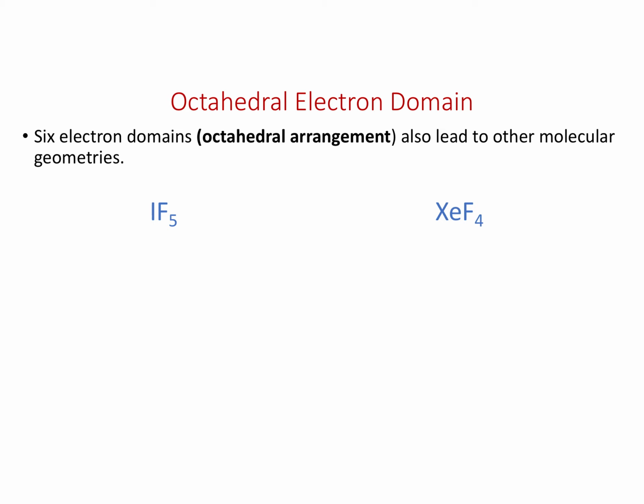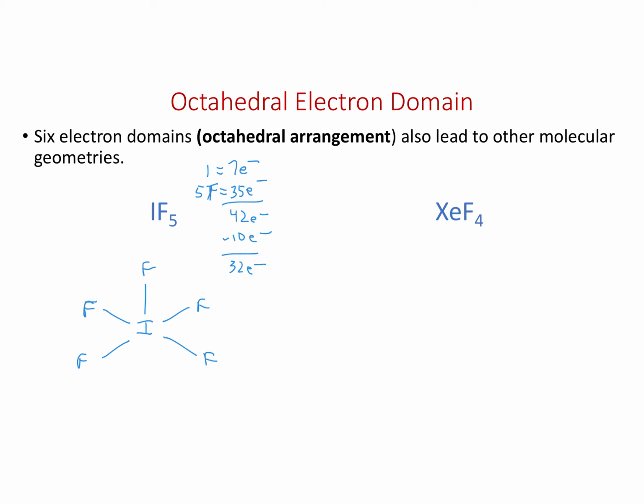2 more molecular geometries in this group: iodine pentafluoride and xenon tetrafluoride. So to do the Lewis structure for these, iodine has 7 valence electrons. I have 5 fluorines at 7 valence electrons each for 35 valence electrons. That's 42 valence electrons to assign. Iodine in the center, with fluorine, fluorine, fluorine, fluorine, fluorine. So right there, I just assigned 10 electrons to the surrounding fluorines.